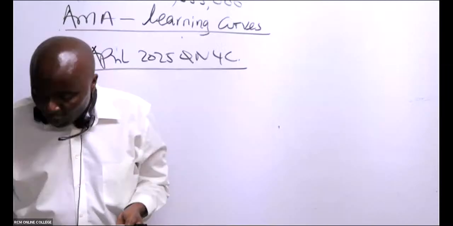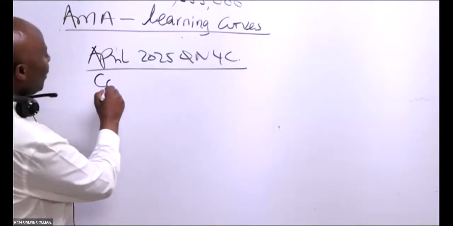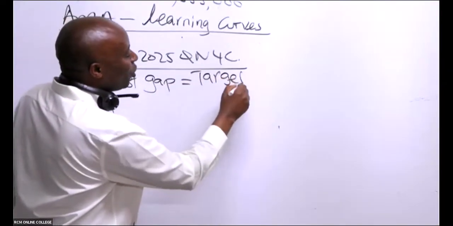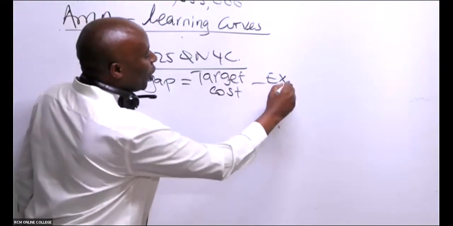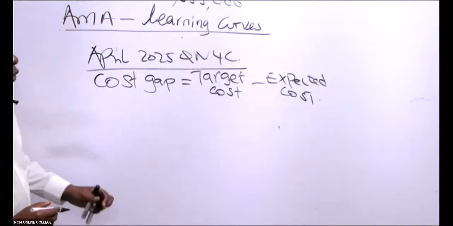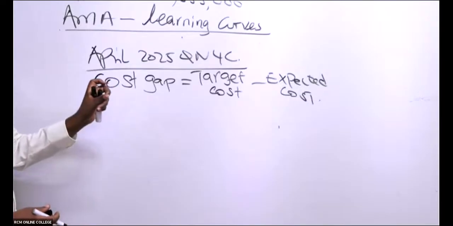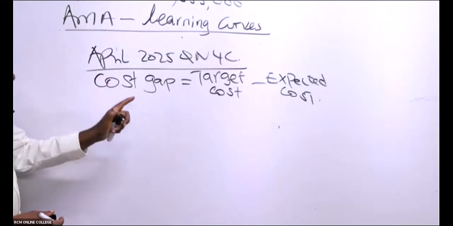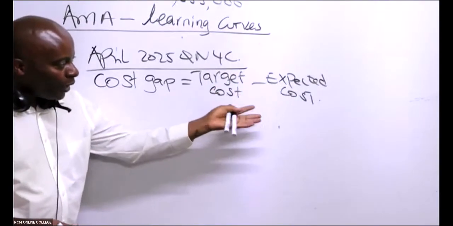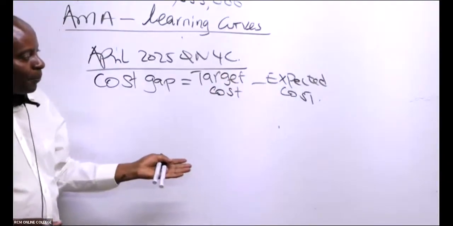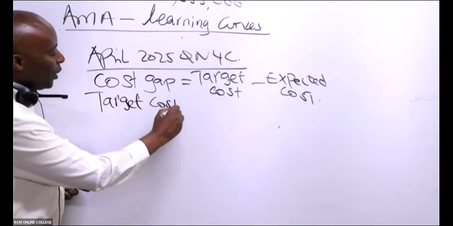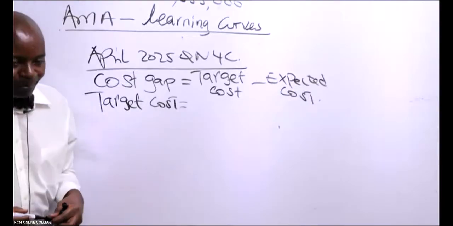How do we get cost gap, my students? Anytime they want us to give them cost gap, we normally take the target cost minus what we call expected cost. So what we intend to incur, the cost we are targeting, minus what we shall actually incur. This expected could either be what we expect or actually what we incur. So first, we give them the target cost.